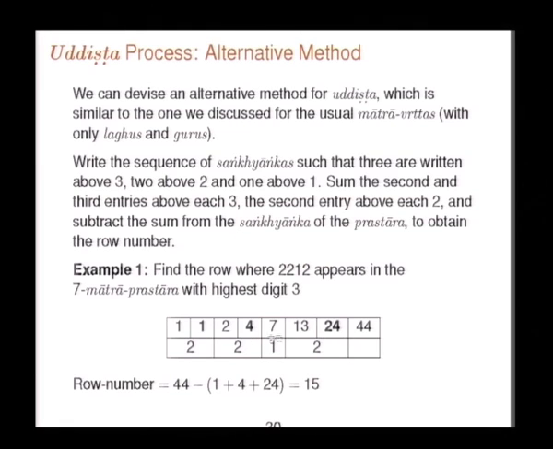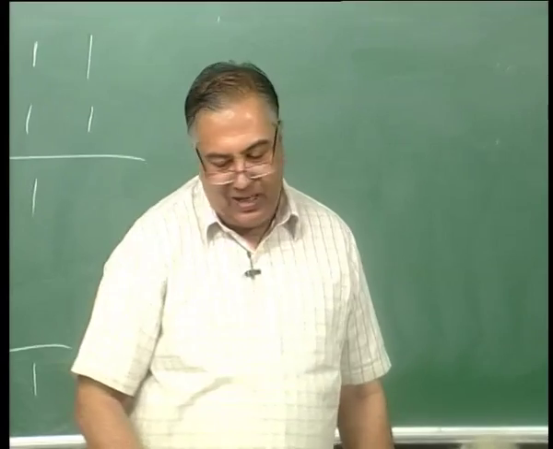So, here are 1, 1, 2, 4, 7, 13, 24. 2 are written above 2, another 2 are written above 2, 1 is written above 1, 2 are written above 2. So, only the second entry above 2 is significant, and those are the patita sankyankas 24, 4 and 1. So, 44 minus... this example we had done just before, 2212, we had identified with the 22nd row.